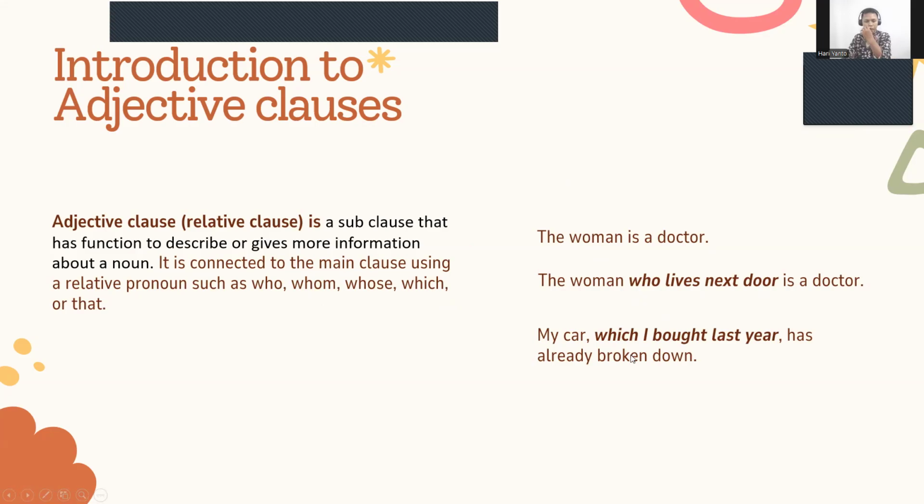And second, my car, which I bought last year, has already broken down. Which car? Which I bought last year. Which I bought last year here is an adjective clause, and it has the function to modify the car.